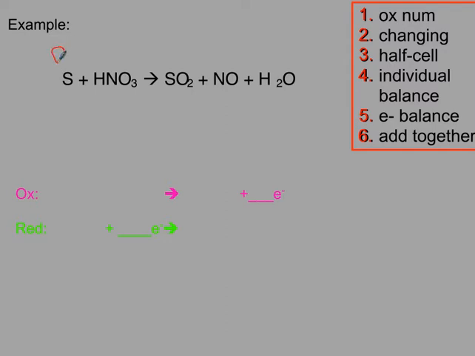Sulfur is 0. Hydrogen is +1. Nitrogen, like before, is +5. Oxygen is -2. This sulfur would be +4. This one is -2. +2, -2, +1, -2. Okay? So I look at what changed then. Sulfur changed from 0 to +4, which means it's oxidized. So I'm going to keep track of sulfur here. Sulfur is the one that was oxidized. It went from sulfur to SO2. And to make that change, it had to give off 4 electrons.